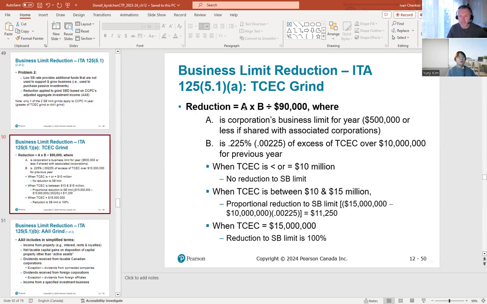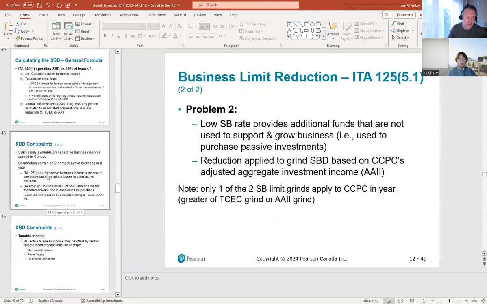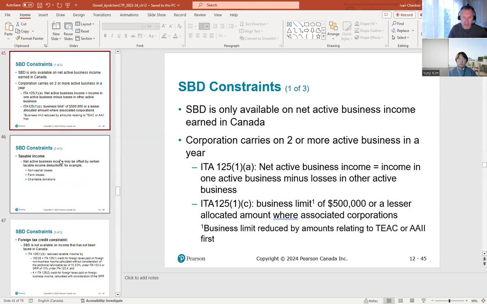Reduction. This is when the corporation business limit for the year is 500,000 or less if shared with an associated company. Then B is 0.225 in excess of the TCA grind, the greater of the C grind. And TCCA is the taxable capital employed in Canada. Right? The taxable capital employed in Canada.